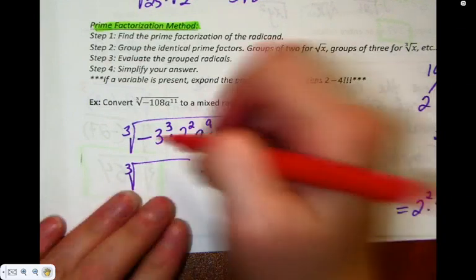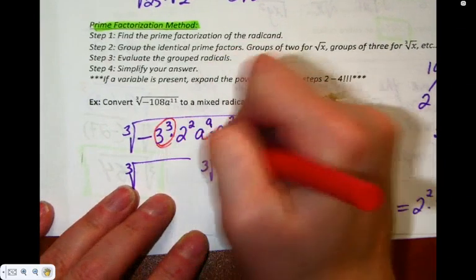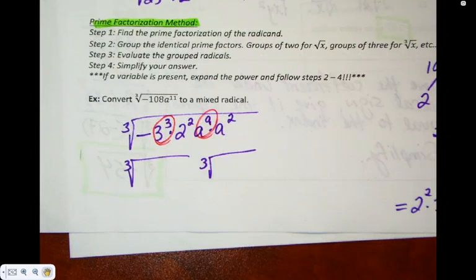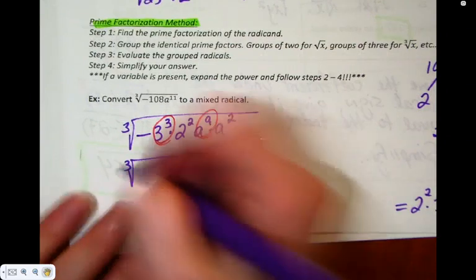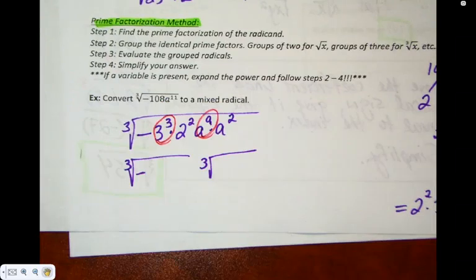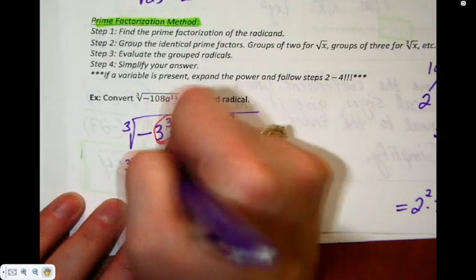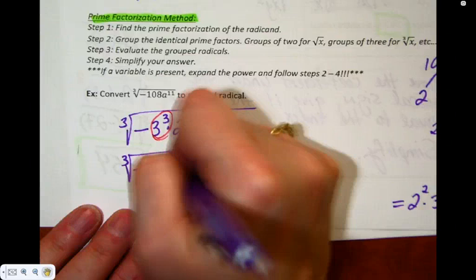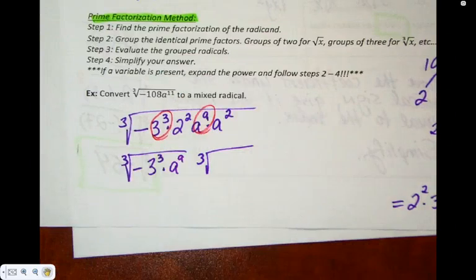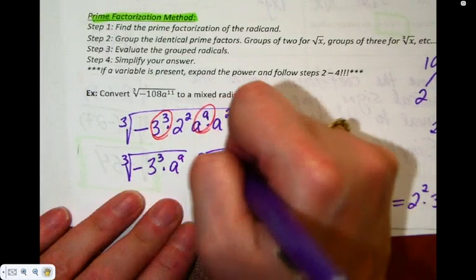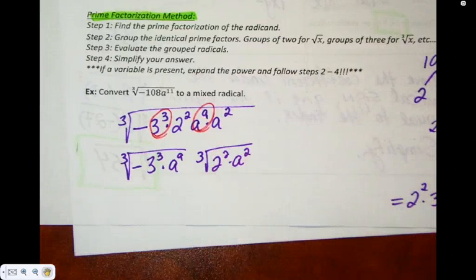I'm going to take the perfect cube, so I'm going to take the 3 to the 3 and the a to the 9, and I'm going to put them together, and I'm going to leave what's left over by itself. I don't care where the negative goes. I'm just going to tag it along with the 3, but it doesn't matter. So I'm going to have a 3 to the 3 in this one, and an a to the 9 here. What's left over? A 2 to the 2 and an a to the 2. And again, that negative could have followed in either radical. It doesn't matter where the negative goes as long as there's one in there somewhere.